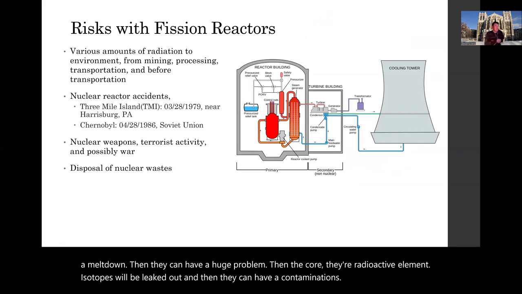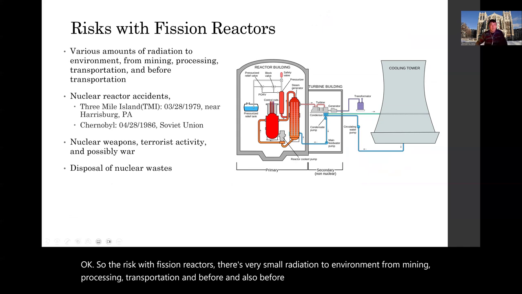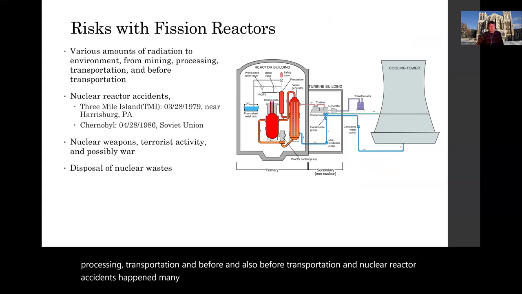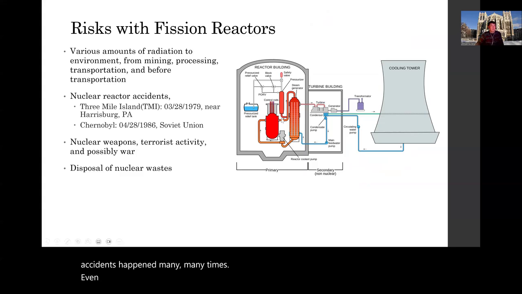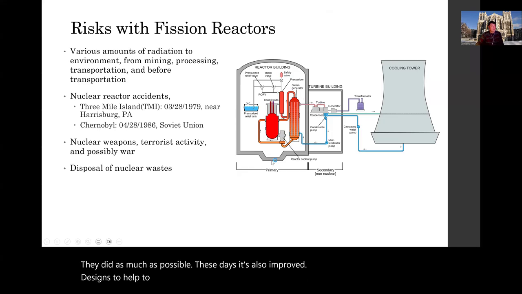The risks with fission reactors include various amounts of radiation released to the environment from mining, processing, and transportation. Nuclear reactor accidents have happened many times, even though people built these plants as safely as possible. These days designs have improved to help control the system. But as always, something can happen.